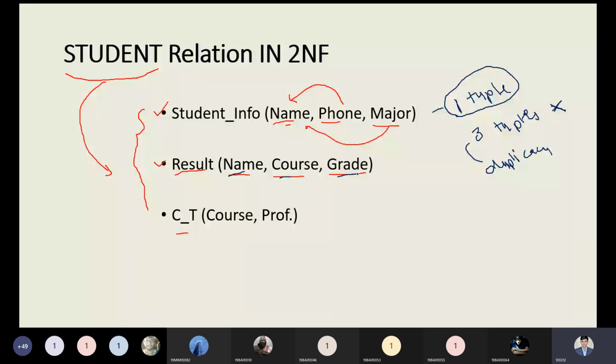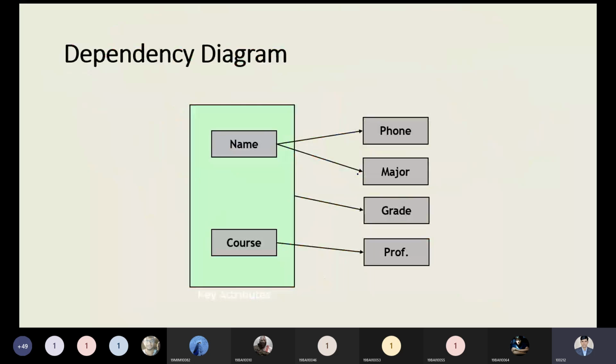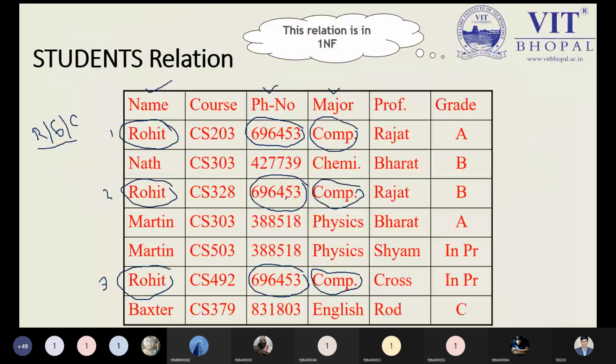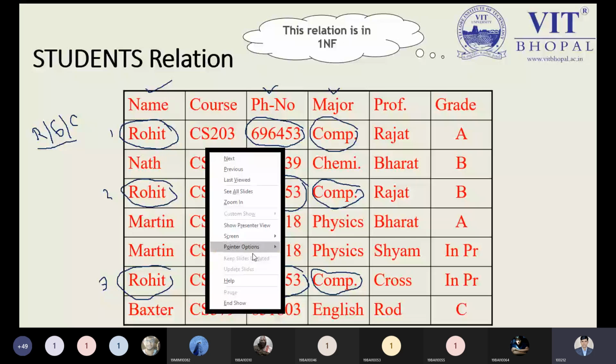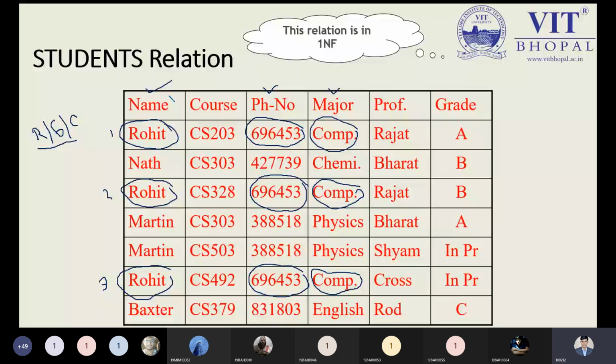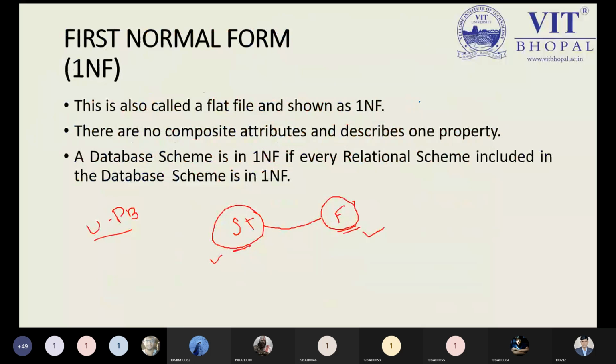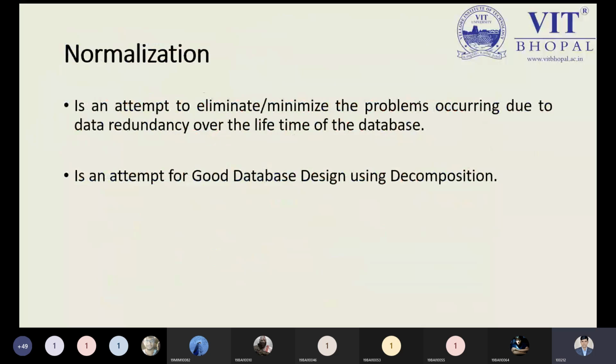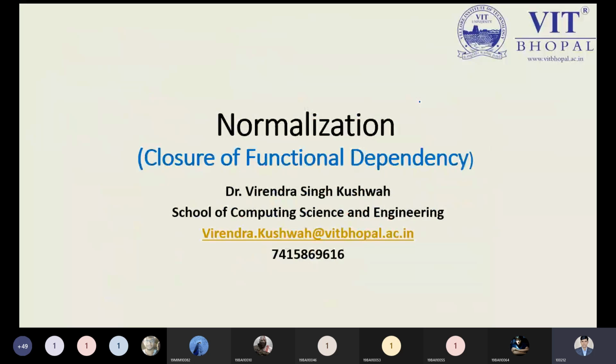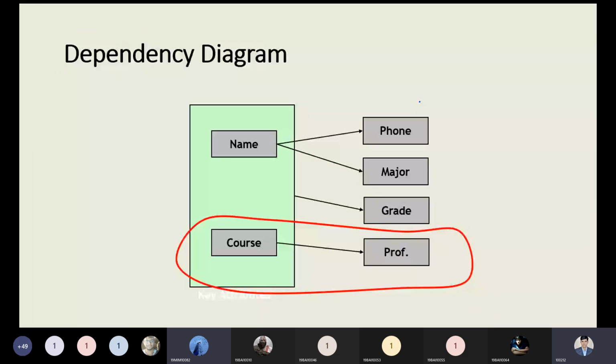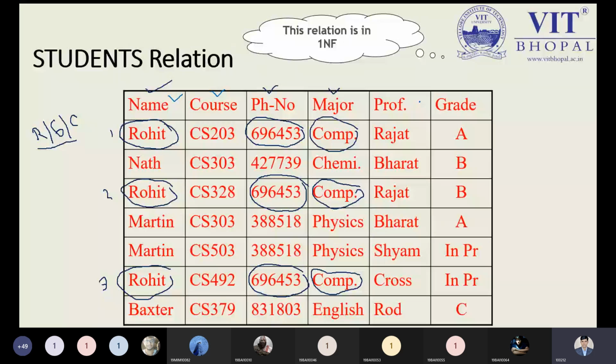Okay, let us check this information once again. What are the things we have? Result: name, course, and grade. So I'm just going back to my slide. Let me choose a different color. So yes, this one. We have the name, course, and what was the other thing for the result? Grade. Can we say? Yes, sir. Name, course, and grade. Just focus on the result relation right now.